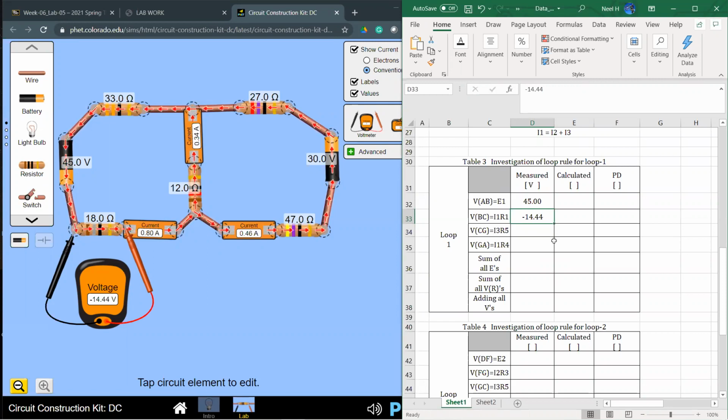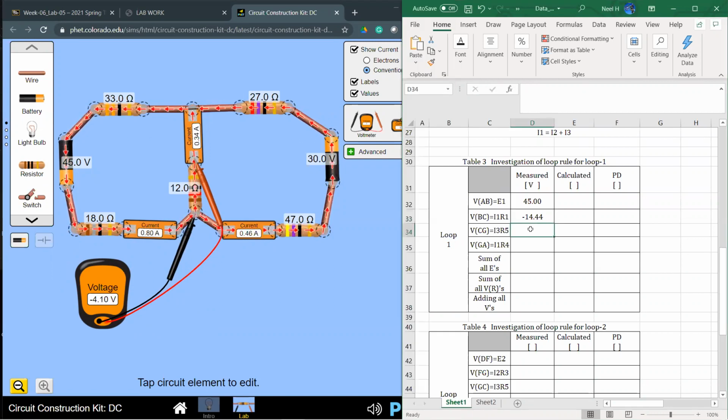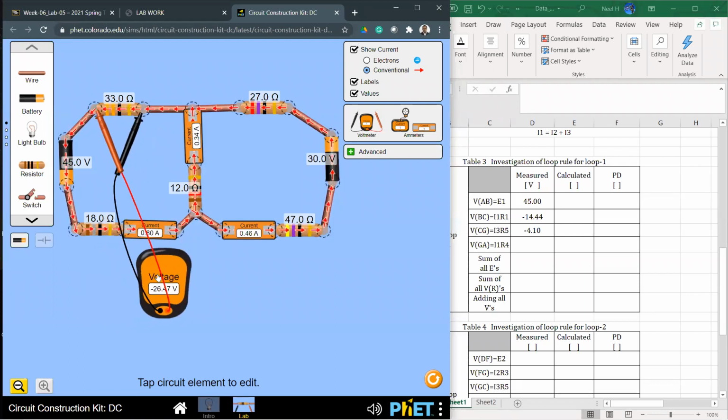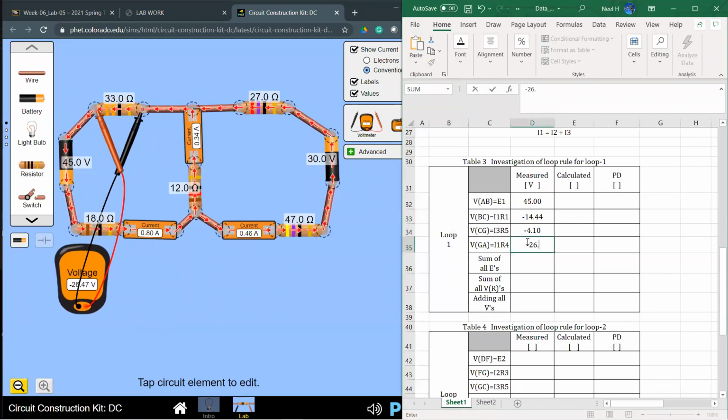All right, then let's measure the same way. Bring the red one first, go to the front of the next resistor, bring the black one followed by that, it goes to the back of the resistor: negative 4.10 across R5. Then similarly, positive probe first, followed by the negative probe, and it is about negative 26.47, right? Minus 26.47. All right, any question?